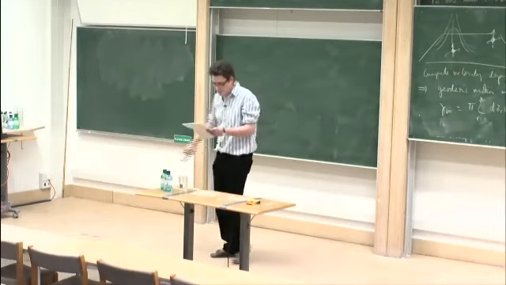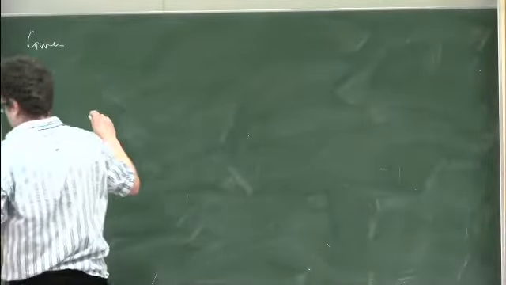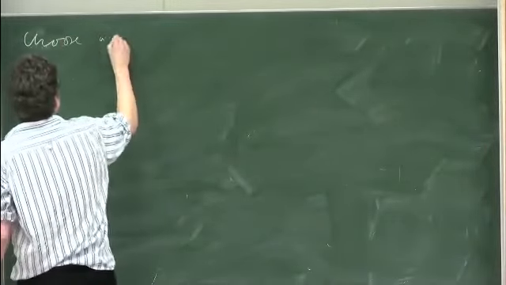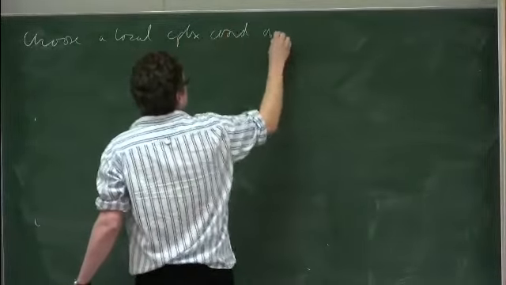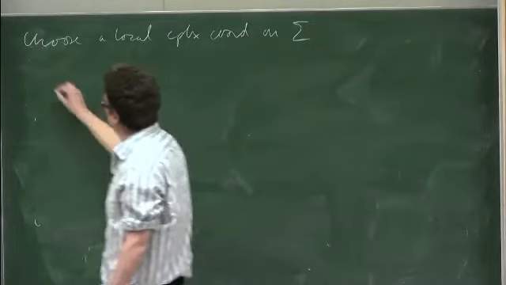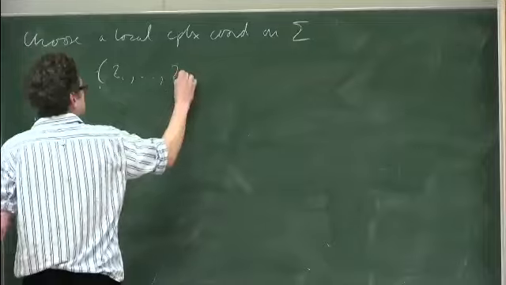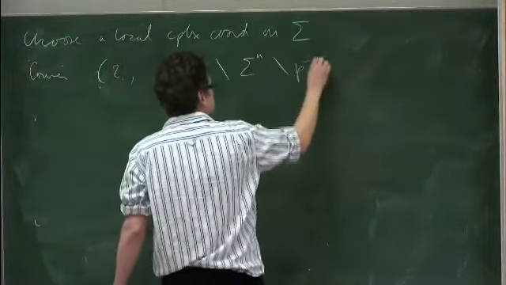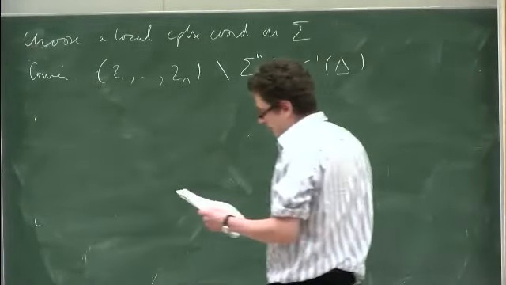So I won't just launch straight into it. So the point is, given a point, actually I suppose I have to choose a local coordinate. Okay, so let's choose a local complex coordinate on sigma. Then given an n-tuple of points in sigma^n, none of them equal to one another, is what that says, then I can define the following quantity.